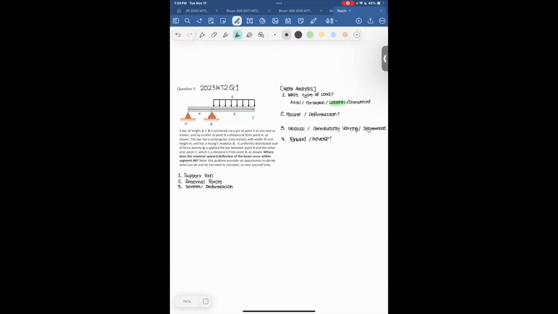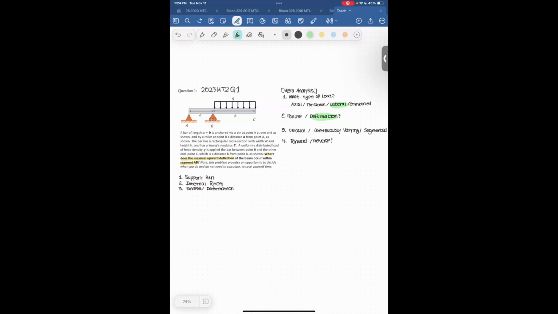And is it a failure or deformation question? The question is asking us where does the maximal upward deflection of the beam occur within segment AB? So this is not a failure question because it's not asking if it's going to fail or not. It's asking us about what's the deformation. So this is a deformation question.